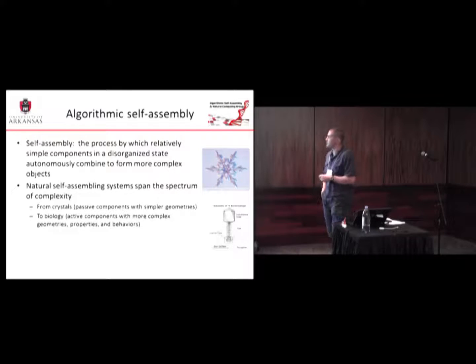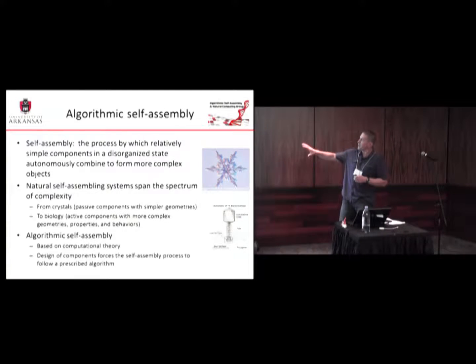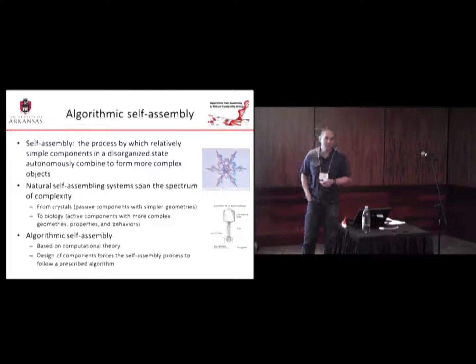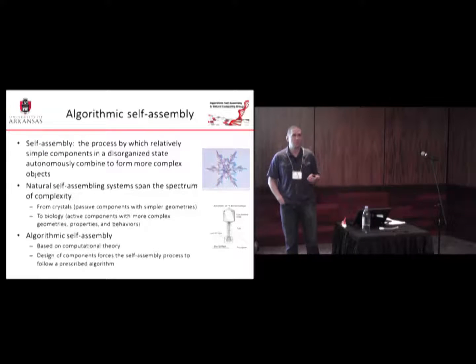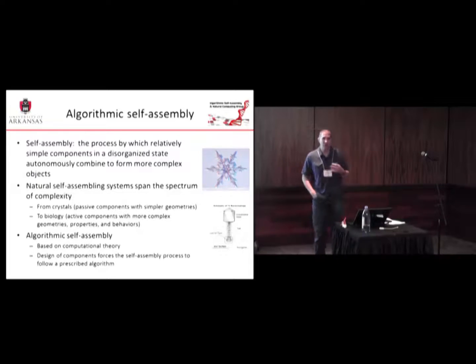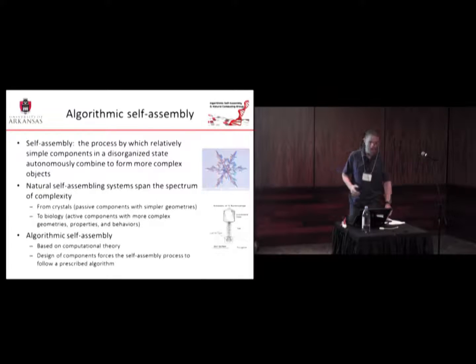There are a lot of natural self-assembling systems, things that make crystals like snowflakes, a variety of biological components self-assemble from their constituent proteins and other components. But like I said, my work is focused largely on what we call algorithmic self-assembly. And this is a subset of self-assembly that's based on computational theory. And in algorithmic self-assembly, our goal is to design the components and the systems so that as self-assembly occurs, the components are forced by the design of the system to execute intrinsically some algorithm, and we'll see some examples of that.